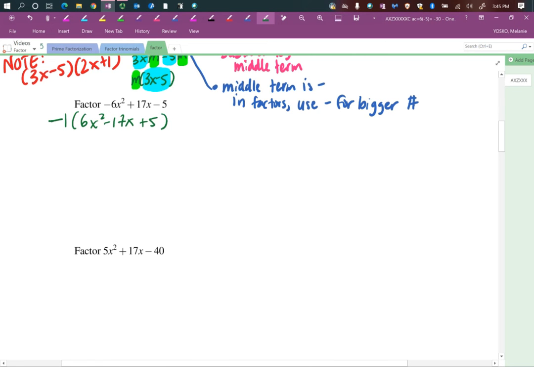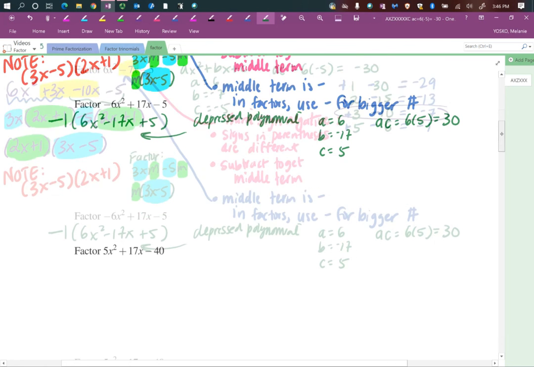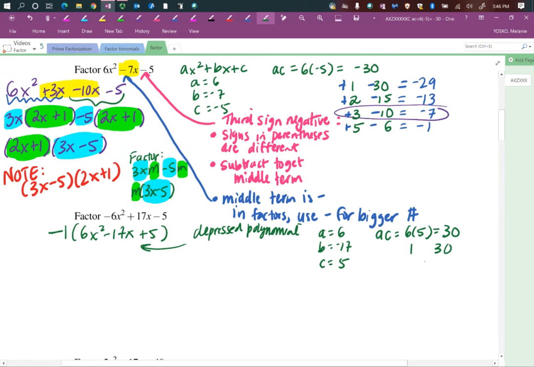And now let's look inside this. This is called the depressed polynomial. Let's look at that depressed polynomial. And let's look at a, b, and c. A is 6, b is negative 17, and c is 5. We're going to find the AC product. So we do 6 times 5, which is 30. Well, we found all the factors of 30 just a minute ago, didn't we? So 1 and 30, 2 and 15, 3 and 10, 5 and 6.